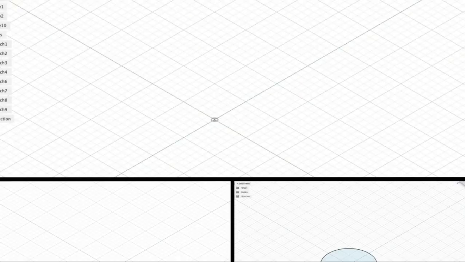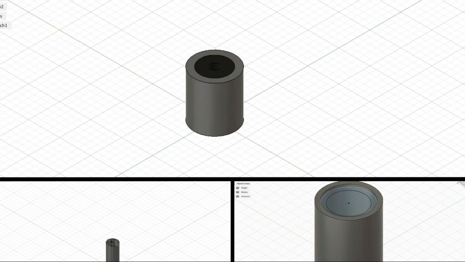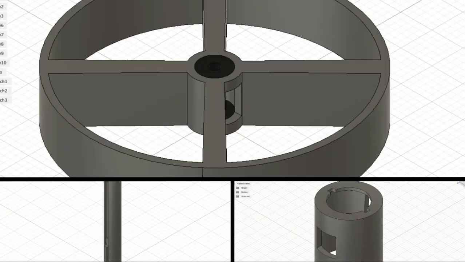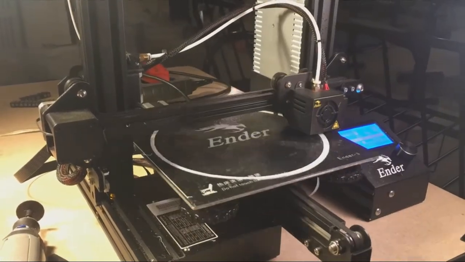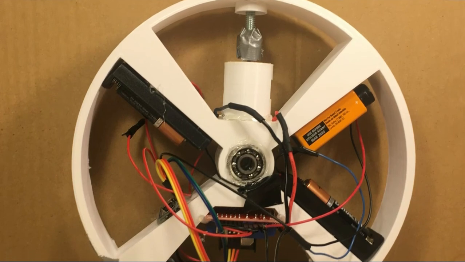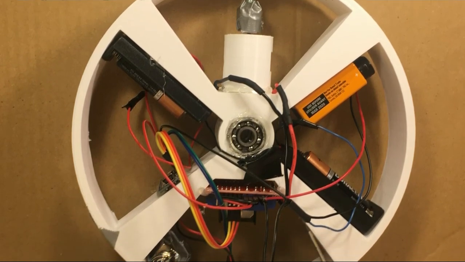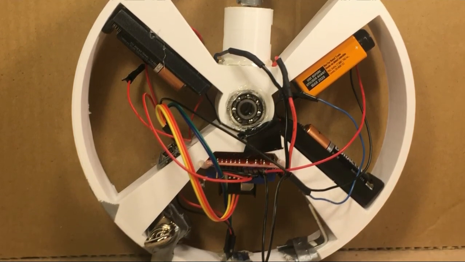Next came the mechanical components, all of which had to be 3D modeled in order to fit the unique requirements of the individual components being used. They were then 3D printed and assembled. After soldering all of the components together and attaching them to the wheel, the final product was completely assembled.